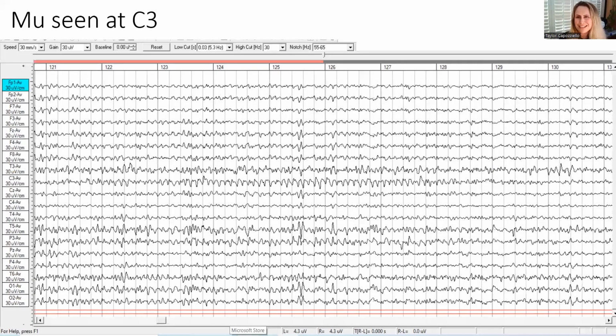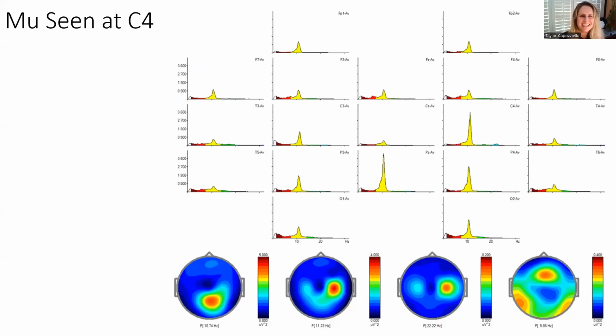Here we can see it. It's pretty obvious. Our eyes are drawn to it. Sometimes I love seeing mu in the record because it just looks so cute to me, like little M's across. And here we're going to see it at C4 as that spike. We can see that it comes directly from that. And it's different from the person's alpha that we see at 10.74 hertz. And for this person, it's faster.